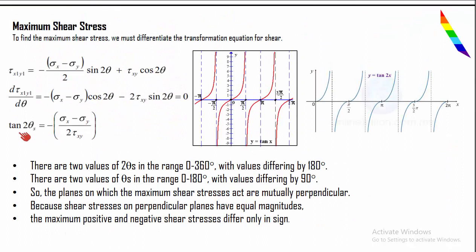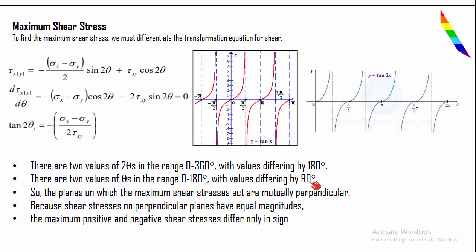Now if you look at this tan 2 theta s, that is nothing but sigma x minus sigma y by 2 tau xy. So we can conclude that if you plot the tan x curve, 2 theta s will have two values between 0 and 360, differing by 180 degrees, and theta s will have two values between 0 and 180, which are separated by 90 degrees.